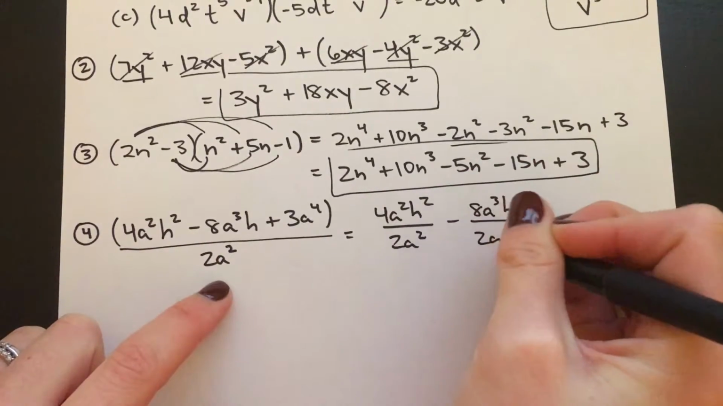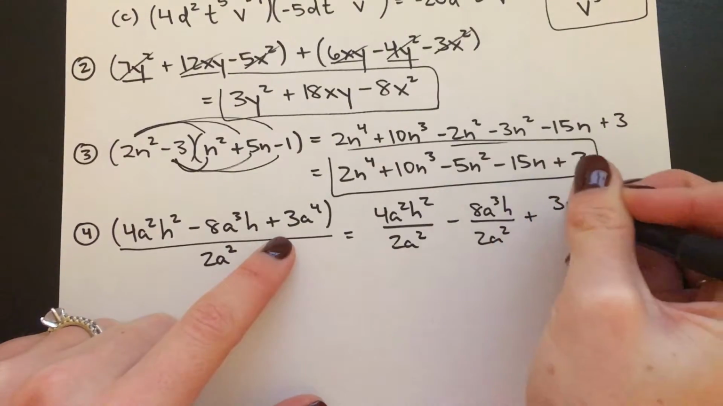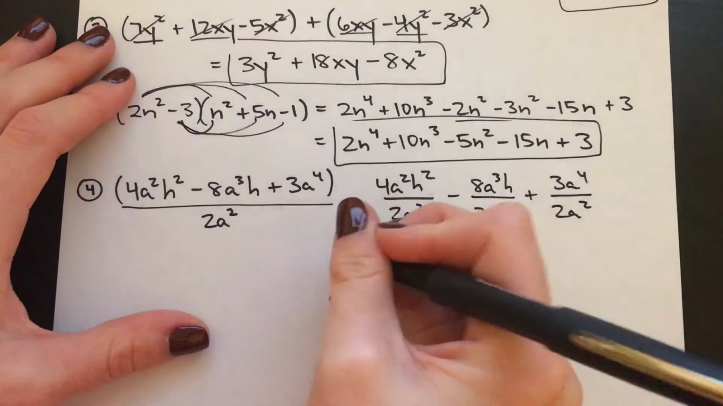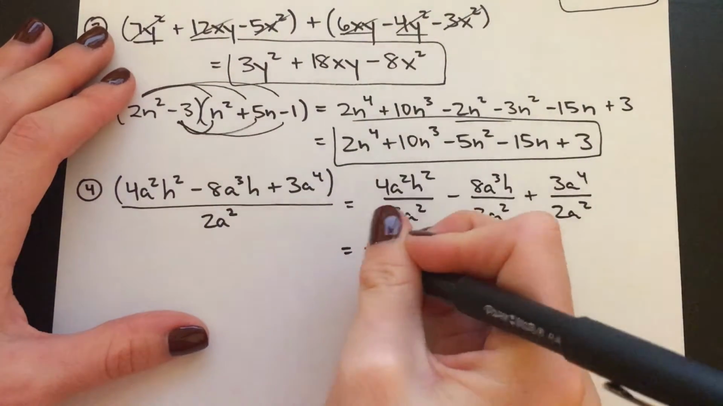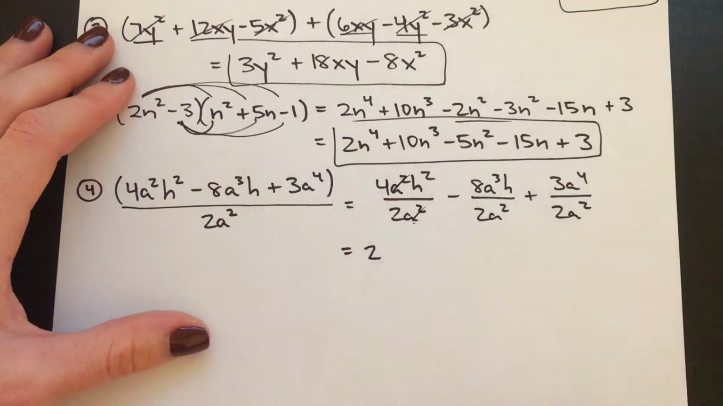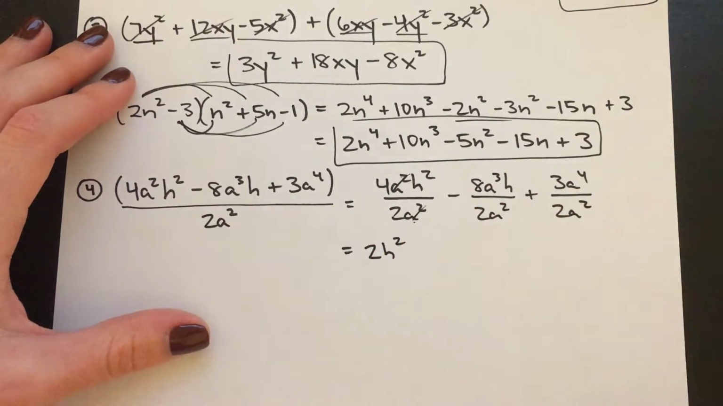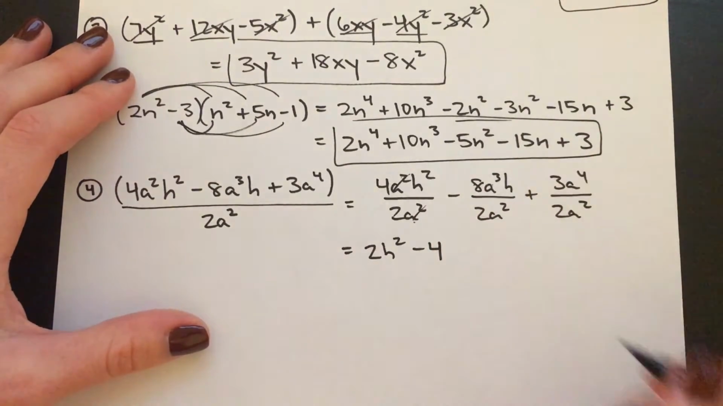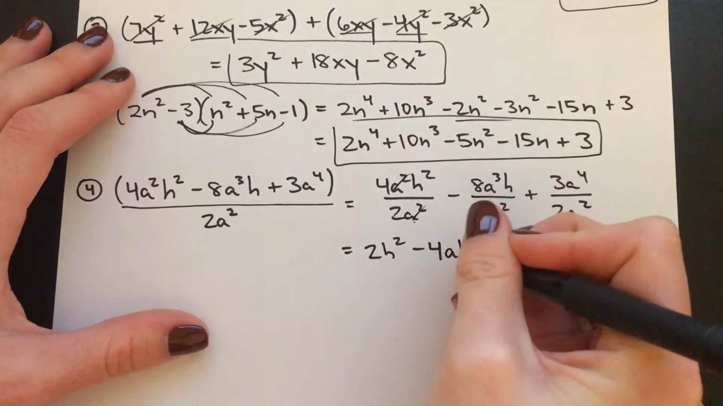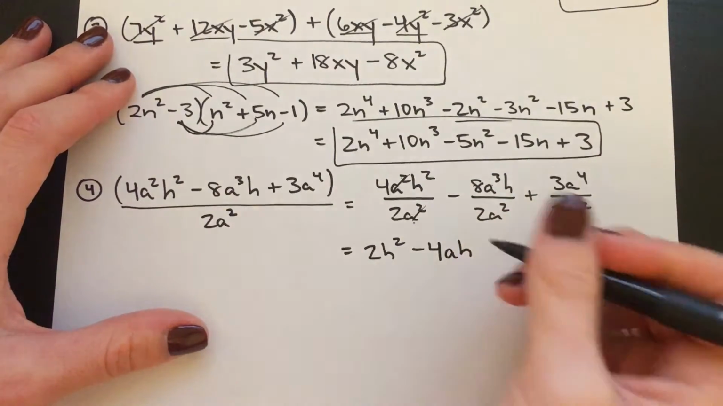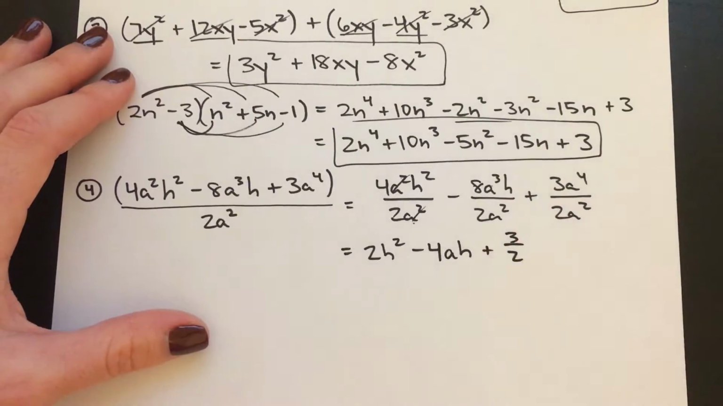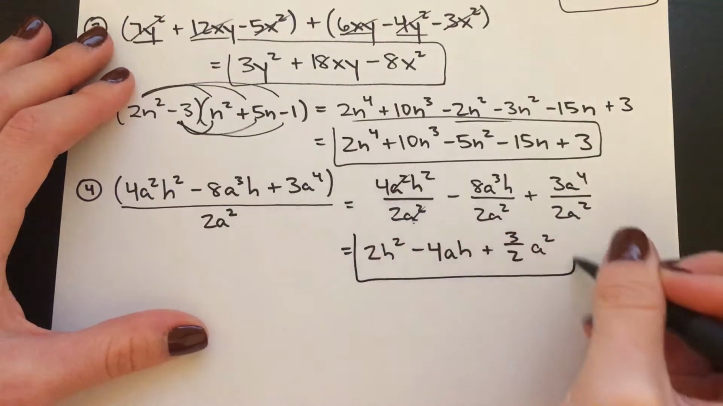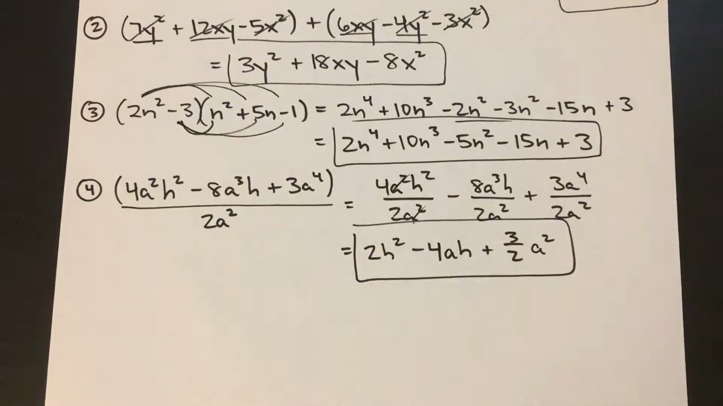So each one of these pieces is getting divided by that monomial, and then we're just going to reduce it down as much as we possibly can for a final answer. So this right here, 4 divided by 2 is 2. A squared divided by a squared, those totally cancel out, and there's just an h squared left behind. Next, -8 divided by 2 is -4. A cubed over a squared leaves us with a single copy of a behind, and then still the h. And last one, 3 over 2 does not reduce, so I'm just going to leave it as 3 over 2. And then a to the 4th divided by a squared does reduce down to a squared. So that would be your final answer after you divide everything by 2a squared.